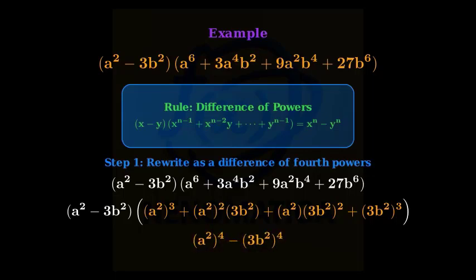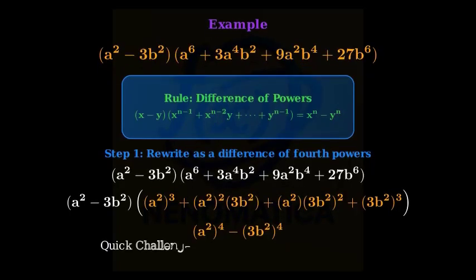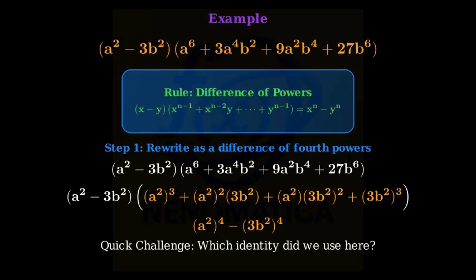Then, by the rule, the product equals x to the fourth minus y to the fourth, that is (a squared) to the fourth minus (3b squared) to the fourth. Quick challenge. Can you say out loud which identity we just used?